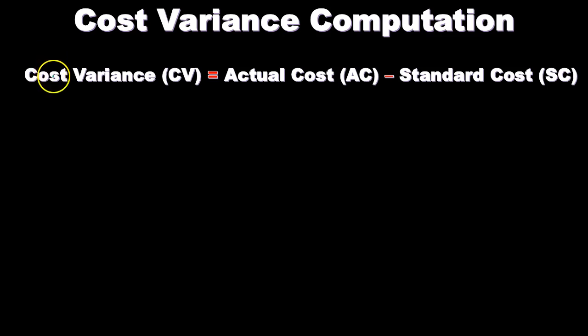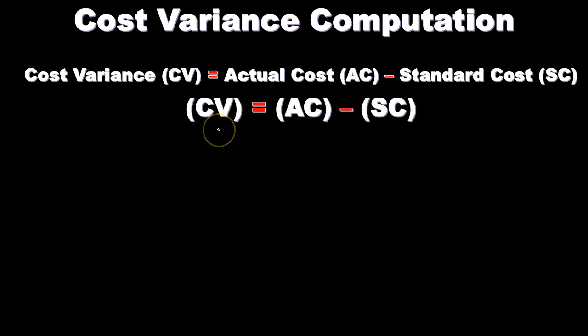As we go through the formulas, note that you're going to have these terms, because we're going to have to shorten these things to CV, AC, SC, and you're just going to have to get used to that because you don't want to have to write out the entire thing. So we have the cost variance, or CV, which equals the actual cost, AC, minus the standard cost, SC. In other words, the cost variance equals the actual cost minus the standard cost.